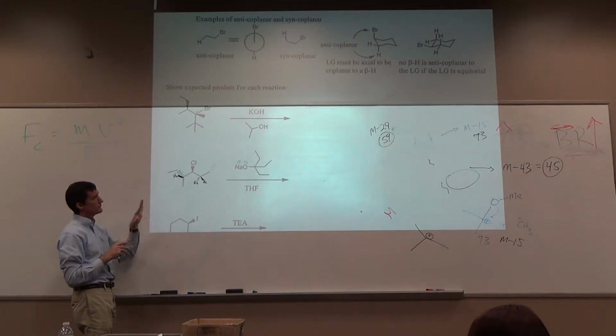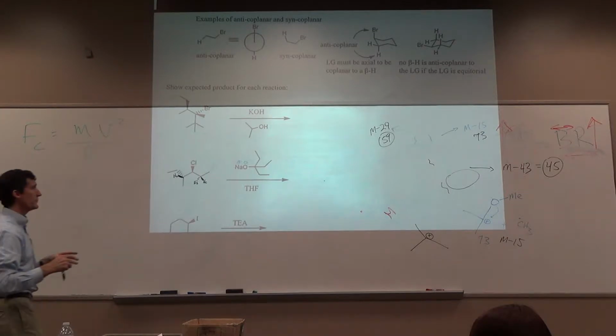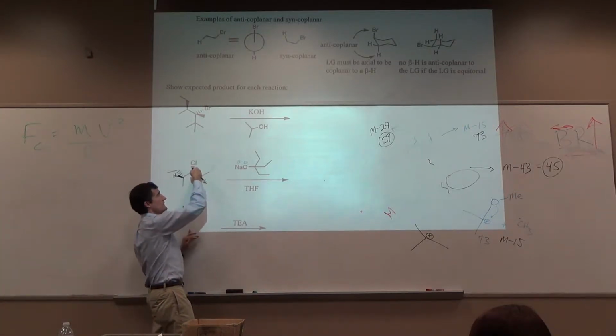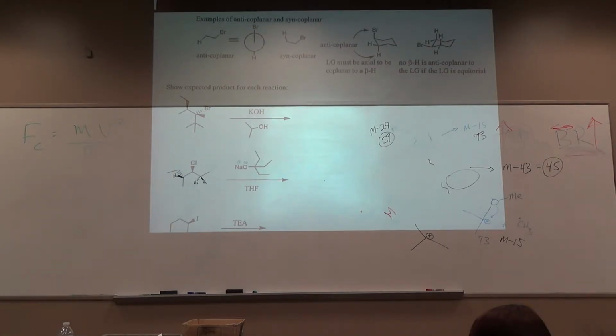Okay, here we go. I'm pretty confident this is going to be an elimination because of the bulky base. What's hard to say is, are we going to get Hofmann or Zaitsev? I know that the bulkier the base, the more prone I am to getting the Hofmann product. But what makes a base so bulky that that's going to be the major product? That's where it's difficult. So let's do this: show both products. Show the Zaitsev product and show the Hofmann product. Show them both.